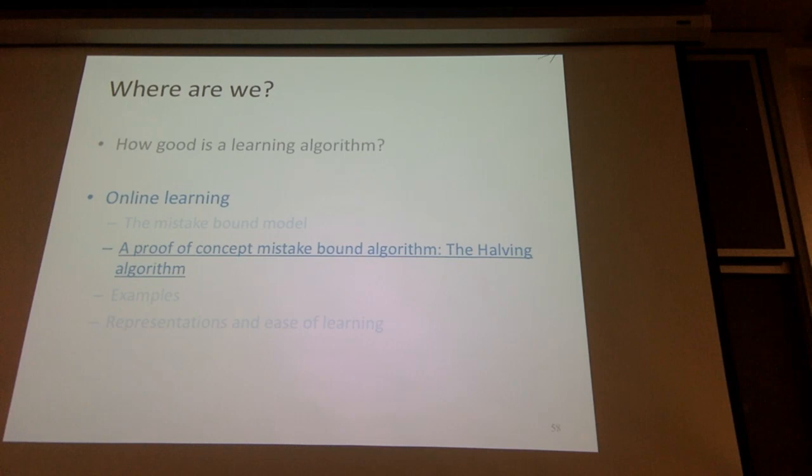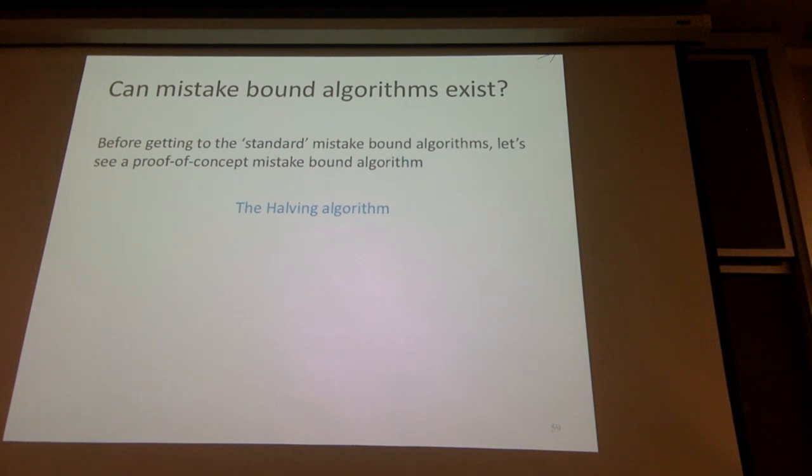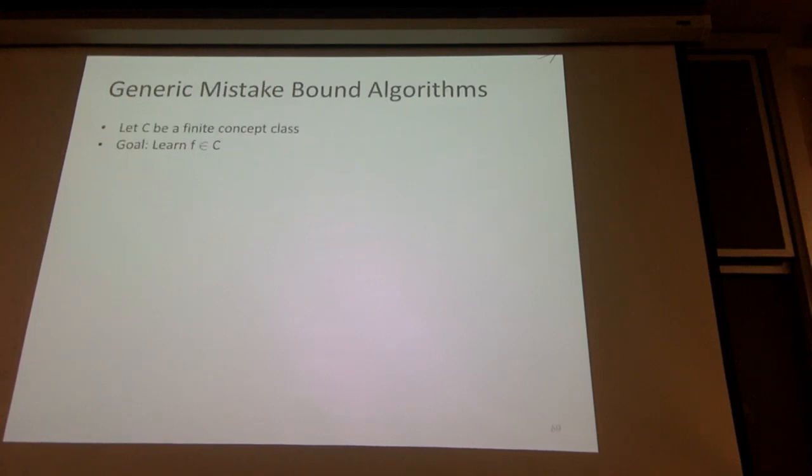So there are 6 or 7 minutes left, and I'm going to try to at least introduce a proof of concept mistake bound algorithm called the halving algorithm. Like I said before we get into the standard mistake bound algorithms, namely something like perceptron, you first need to be convinced that such an algorithm can exist. That there are mistake bound algorithms that exist because I've just defined a set of algorithms. Maybe that set is empty. And the answer is this proof of concept algorithm called halving. Halving is a neat thing because you can actually prove interesting things about it, but actually it's impractical. So it's just proof of concept.